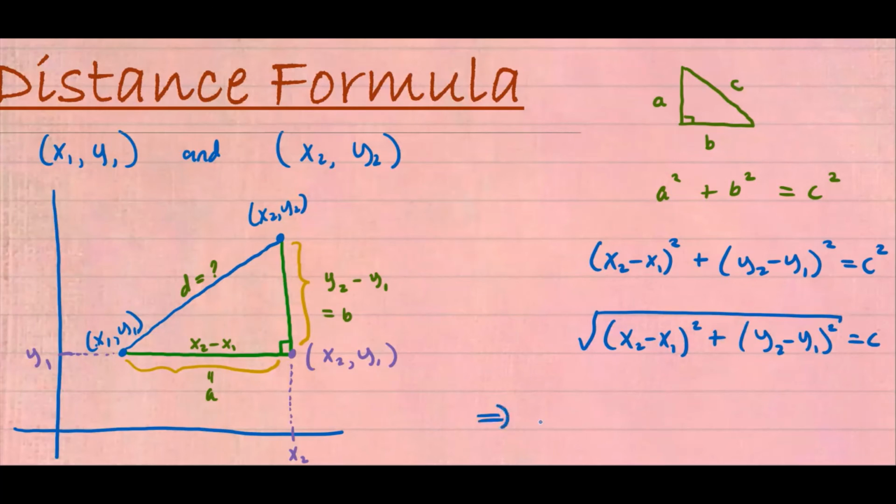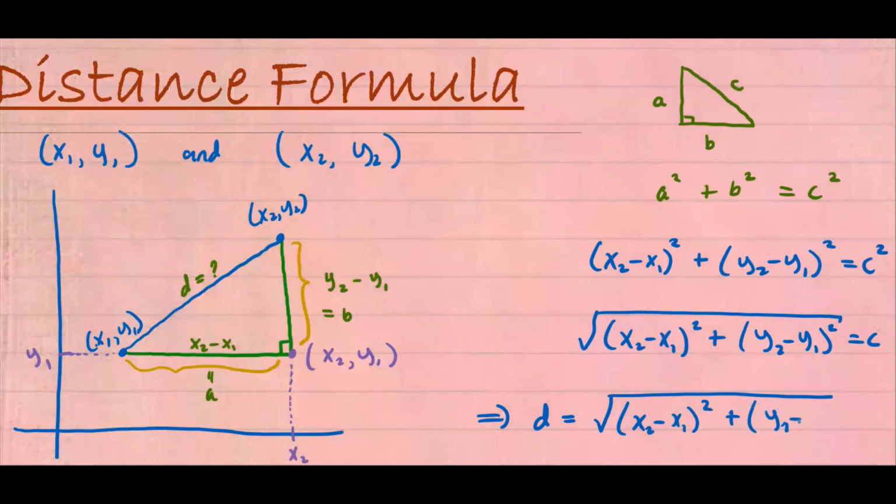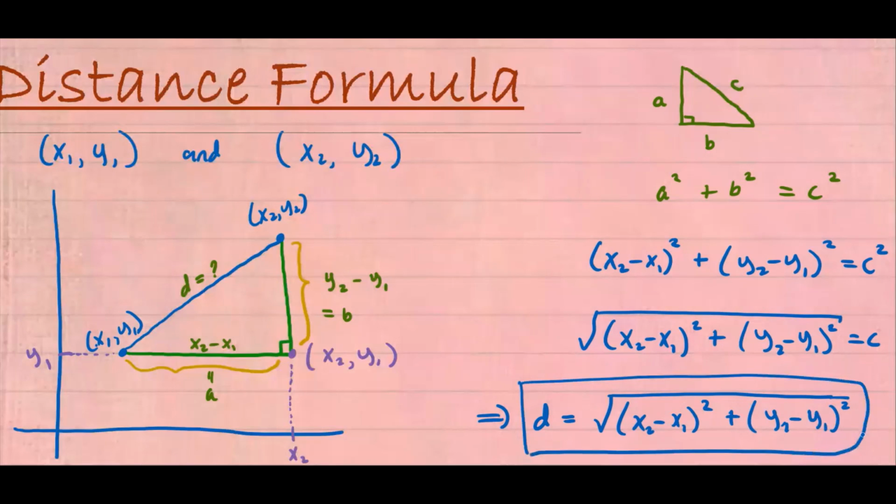So therefore we can say our distance D connecting these two arbitrary points x1, y1 and x2, y2 is simply equal to the square root of x2 minus x1 squared plus y2 minus y1 squared. So there you have the distance formula.